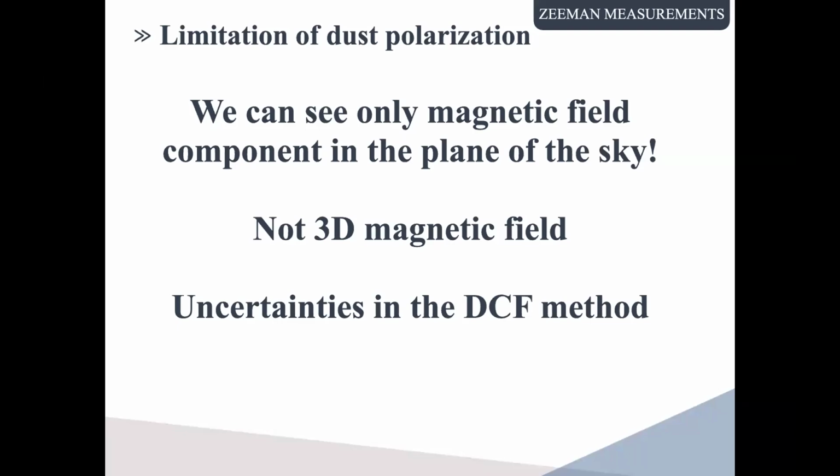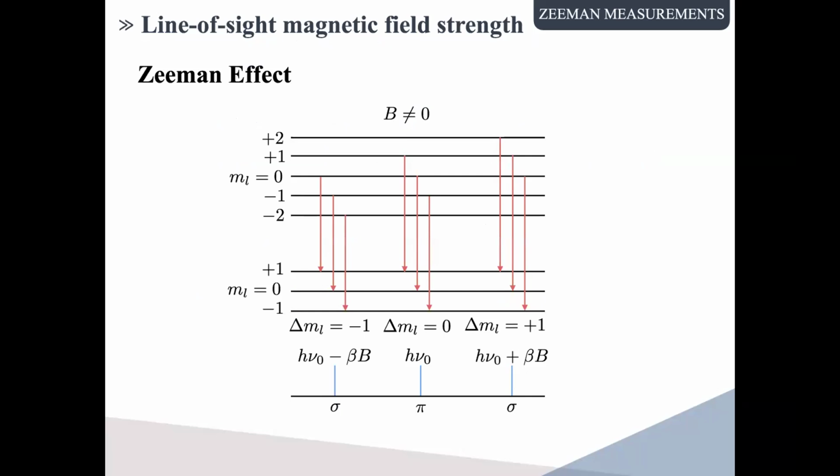The 3D magnetic field is larger than the plane-of-sky magnetic field strength. So in that case, the mass-to-flux ratio will change. So we needed to estimate the 3D magnetic field strength. So I suggested one method that uses both methods, that is, polarization and Zeeman measurements.